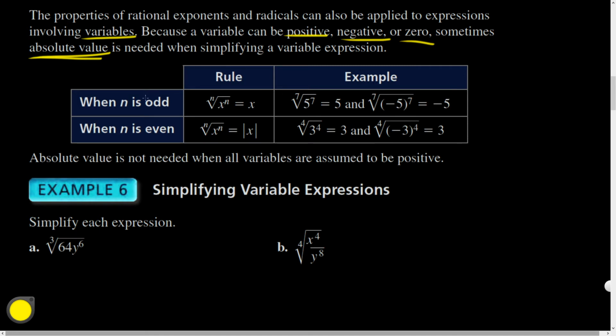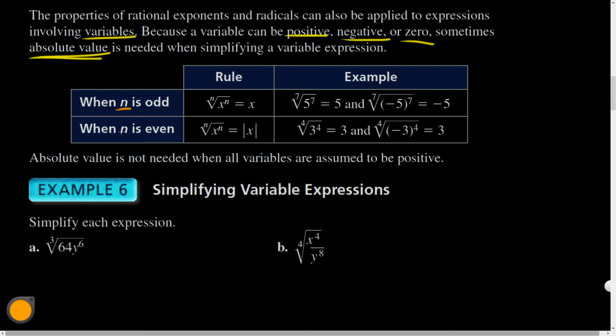Now notice this. If my index n is odd, right, 7 is odd, and I want to cancel this out with that, that's just equal to plain old 5. All right. If I cancel it out with that, that would equal negative 5. Excellent. Very good.